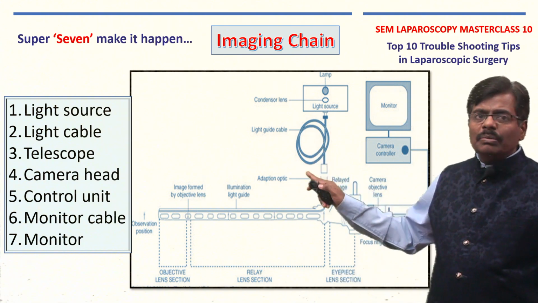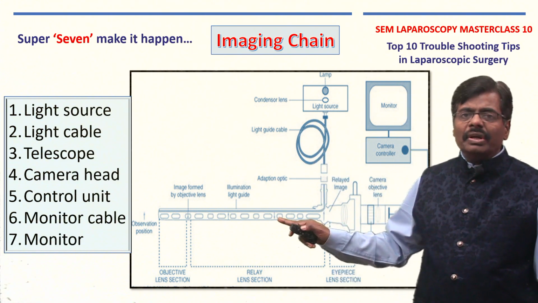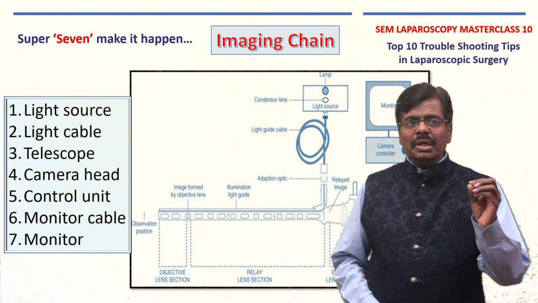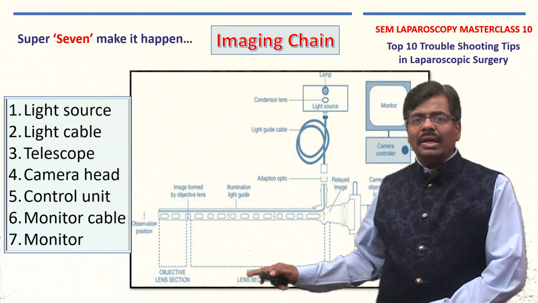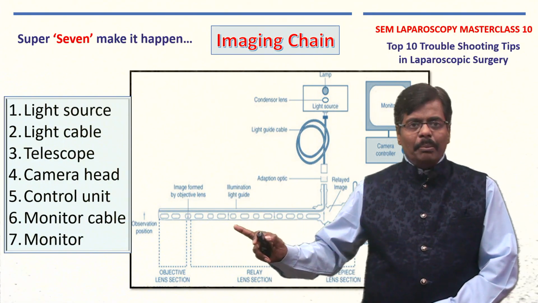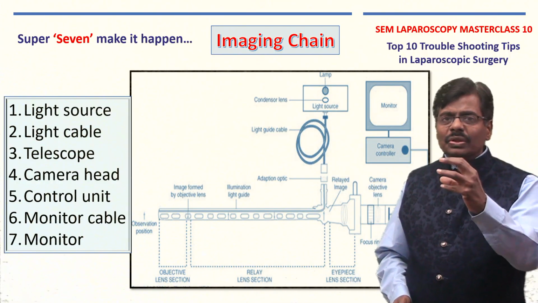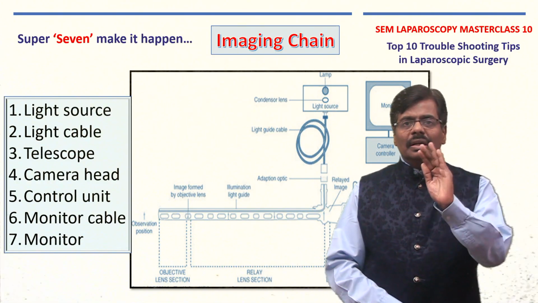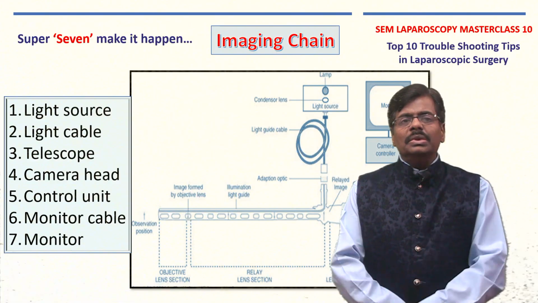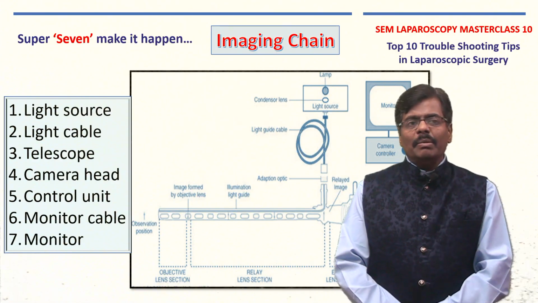Then from there it comes to the telescope, where you need to see whether there is fogging of the scope or any damage in the scope, because the light has to travel through the scope, then come back as an image to the camera head, where there is a coupling of the telescope to the camera head. If there is any smudge or some dirt in it, the camera head has to be cleaned.